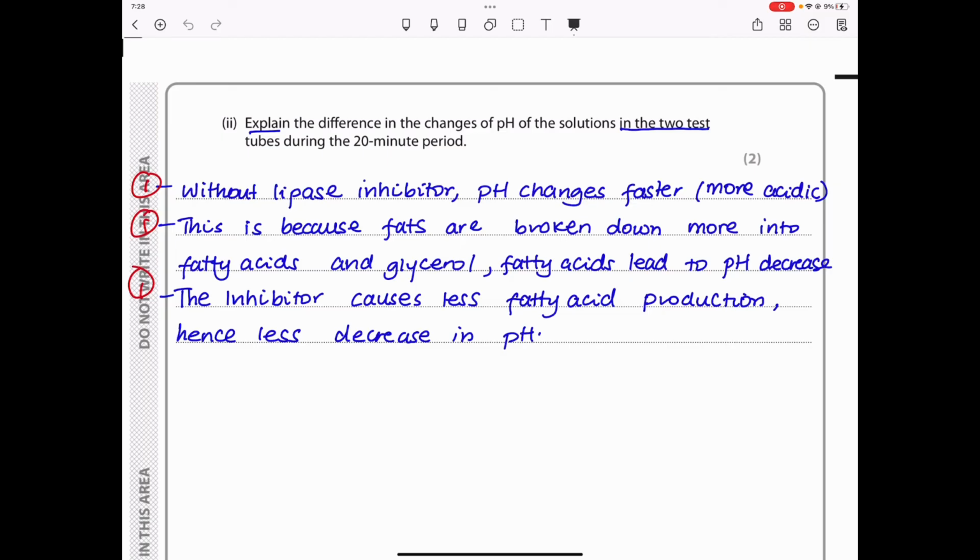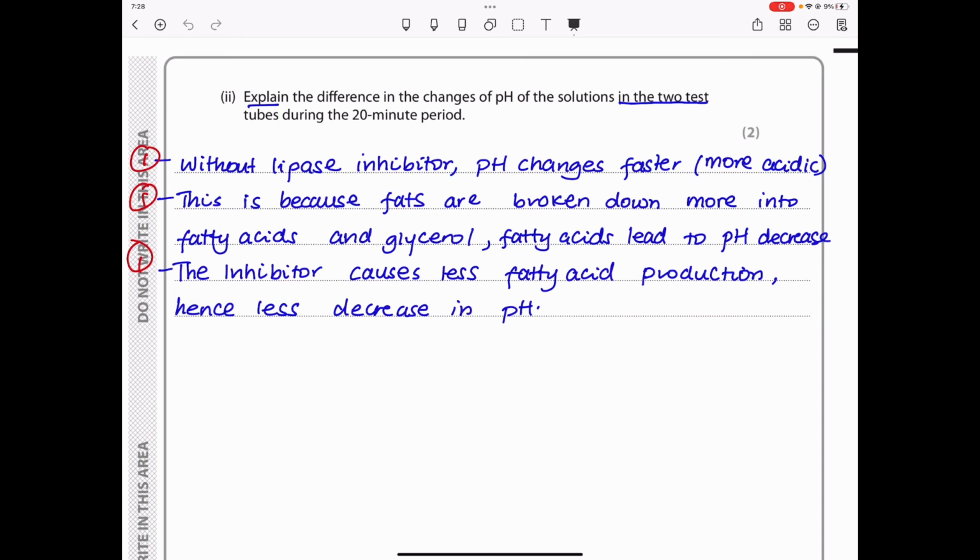So I said without lipase inhibitor, the pH changes faster, meaning it's going to be more acidic, and this is because the fats are broken down more to produce fatty acids and glycerol, and the fatty acid leads to pH decrease. Now, in the other experiment with the lipase inhibitor, there will be less fatty acid production, and therefore there will be less decrease in pH. Let's continue to the next part.